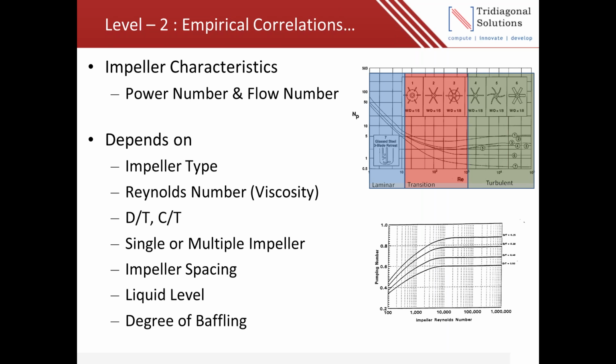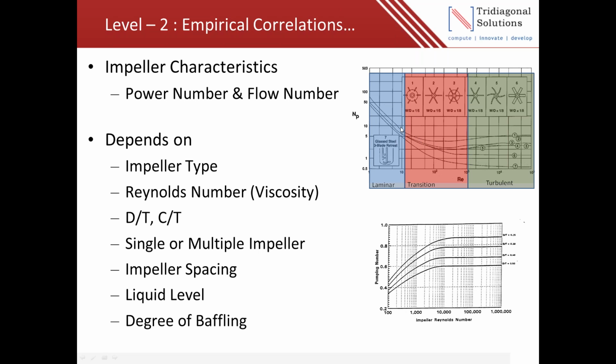And what do these numbers depend upon? Let's look at the power number and flow number. The power number and flow number of an impeller will change based on the flow regime, that is, whether we are working in the laminar, transition, or turbulent flow regime. The power number typically decreases and becomes constant in a turbulent regime. The power number also depends upon the impeller type. Different impeller types have different power numbers.